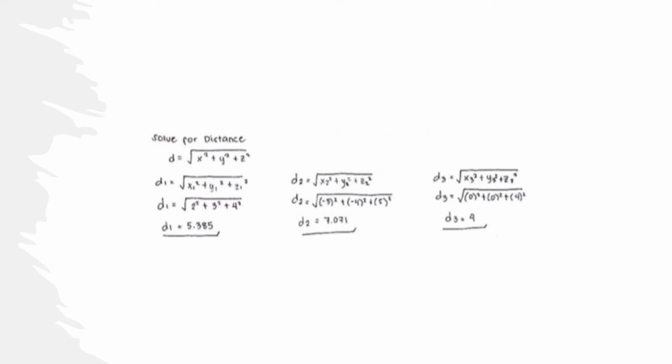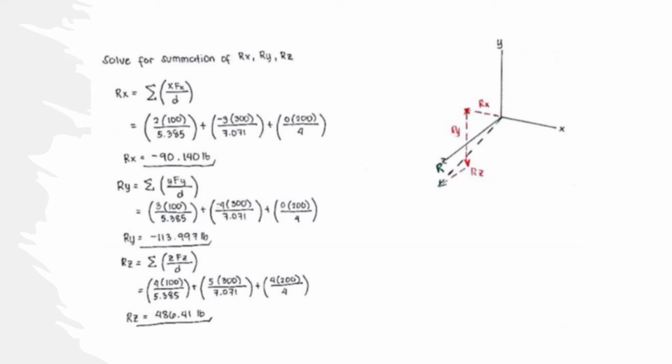So first, we need to solve for distance. So d is equal to the square root of x squared plus y squared plus z squared, and we get distance 1 equals 5.385, distance 2 7.071, distance 3 of 4. And then to solve for Rx, we need the summation of x times its corresponding force over its distance, and we get negative 90.140 pounds.